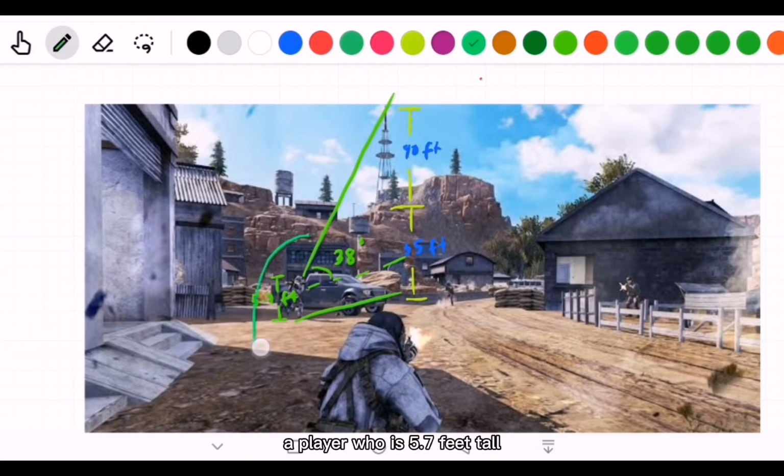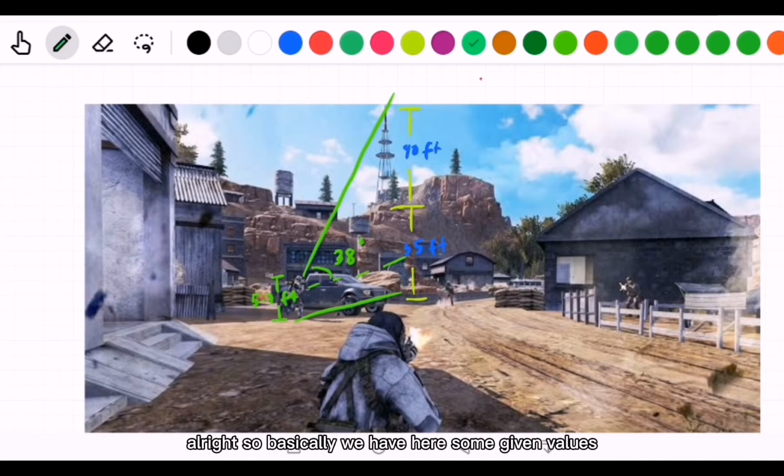A player who is 5.7 feet tall wanted to run near the tower to check some ammunition for his rifle. To do that, he needs to run towards the foot of the hill. He then measures the angle of elevation from the highest peak of the tower and finds out that it measures 38 degrees. Now, the question is, how far is the player from his location to the foot of the hill?